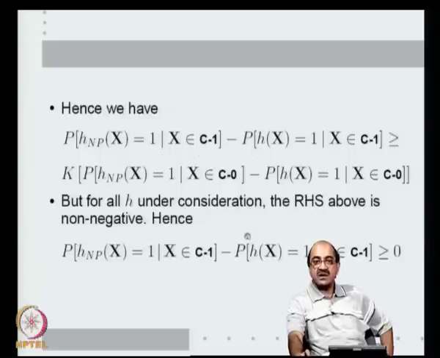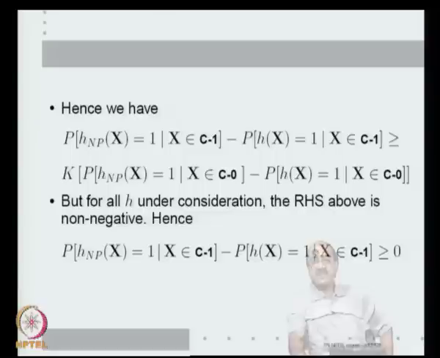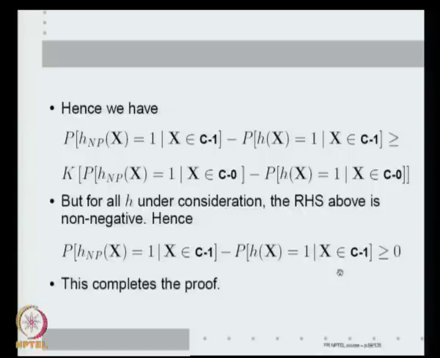h_NP(x) equal to 1 conditioned on x belongs to C1, minus h(x) equal to 1 conditioned on x belongs to C1, is greater than or equal to 0. This shows that the Neyman-Pearson classifier has smaller type 2 error compared to any classifier that also satisfies the type 1 error bound, right. This shows that the classifier that we have put down as the Neyman-Pearson classifier satisfies the criteria for a Neyman-Pearson classifier.